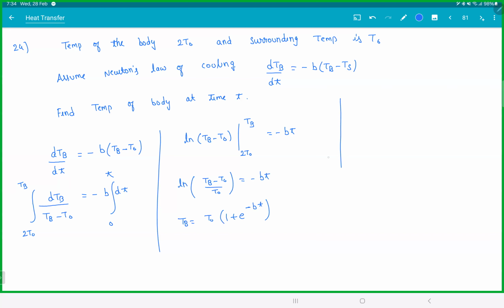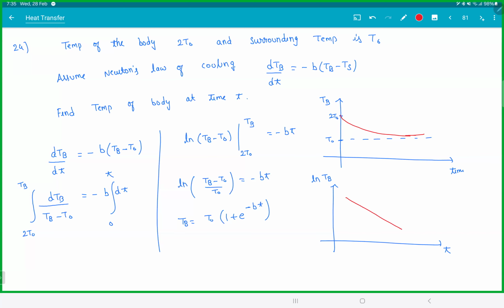So if you try to plot this graph, temperature of the body versus time, initially you start from 2 T naught, you end up at T naught. It takes infinite time to cool down, theoretically. It's an exponential graph. Sometimes they'll also ask you in terms of a ln graph, ln TB versus time. Then the graph would be something like a line with a negative slope.